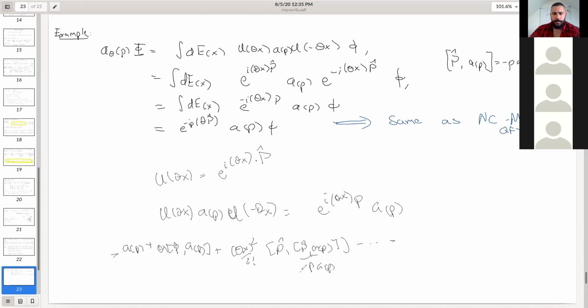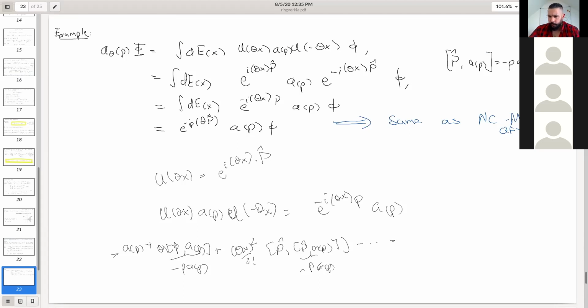Sorry, it is a minus. Here there is a minus, right? So this is minus p a of p, and thus you have here the minus. Okay, so now we did this adjoint action calculation. Okay, there are many ways to calculate it.